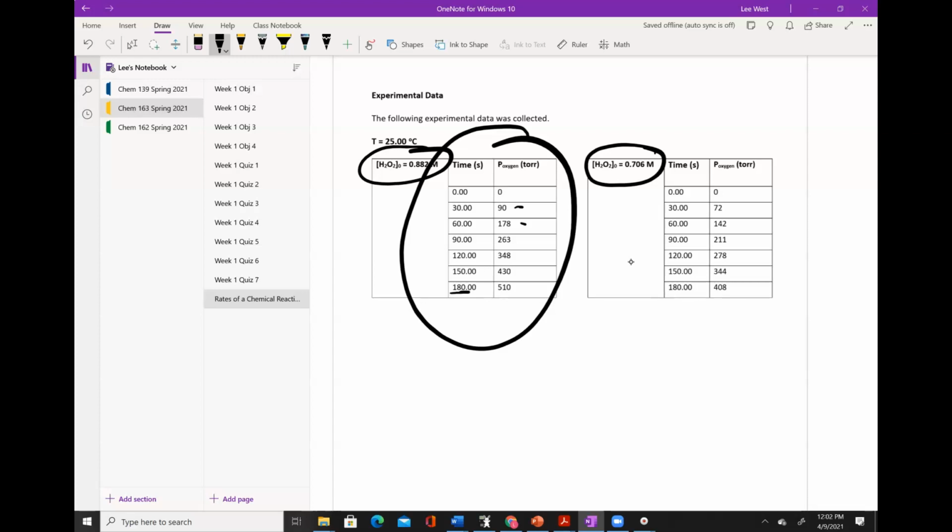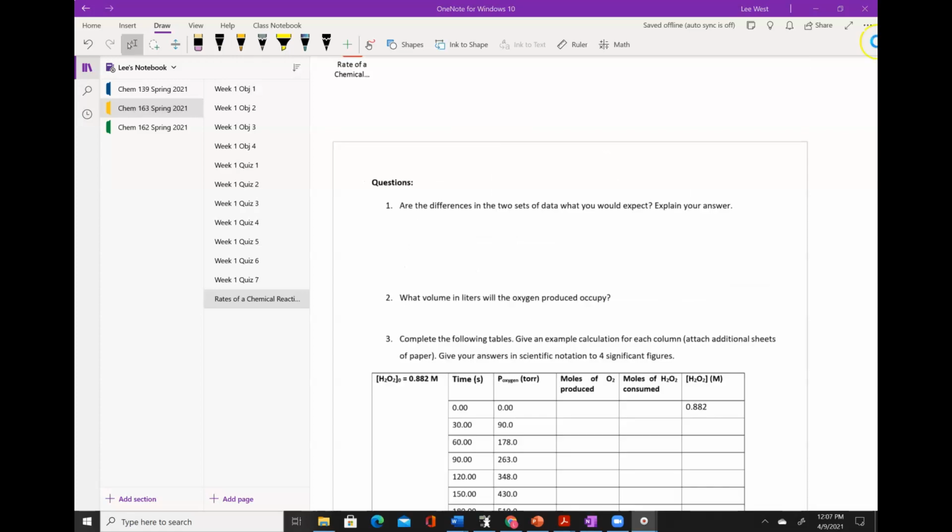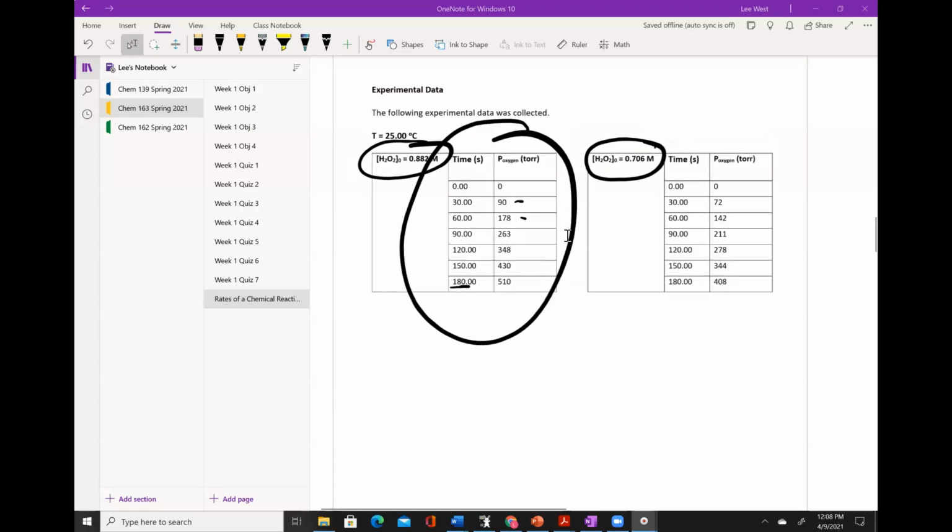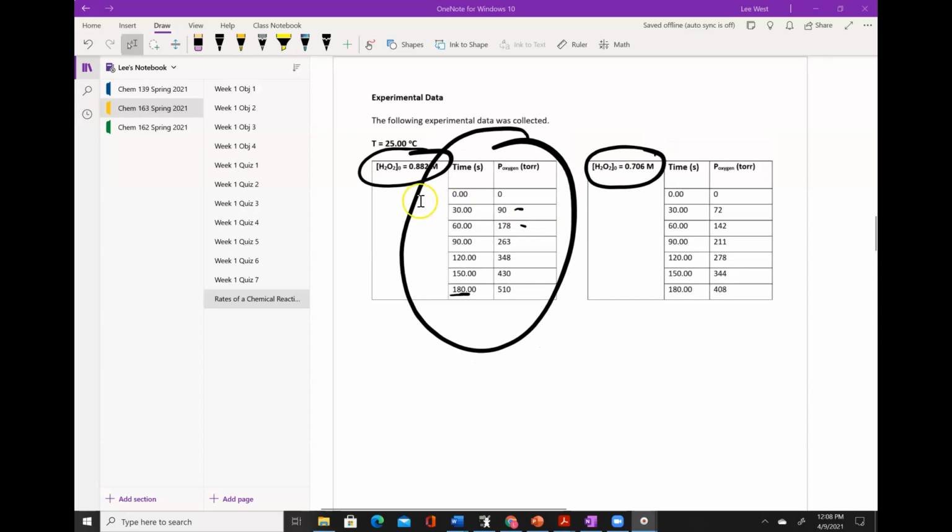So let's have a look at the 7 questions that we're going to have to do. So the first question asks, are the differences in the 2 sets of data what you would expect? So let's go back up and have a look at the 2 sets of data. So one is at a higher concentration than the other.